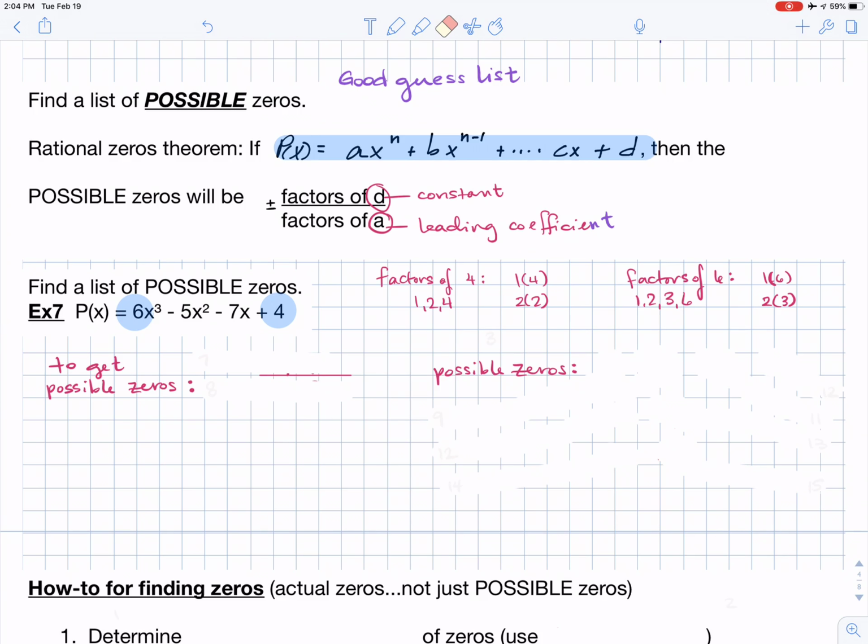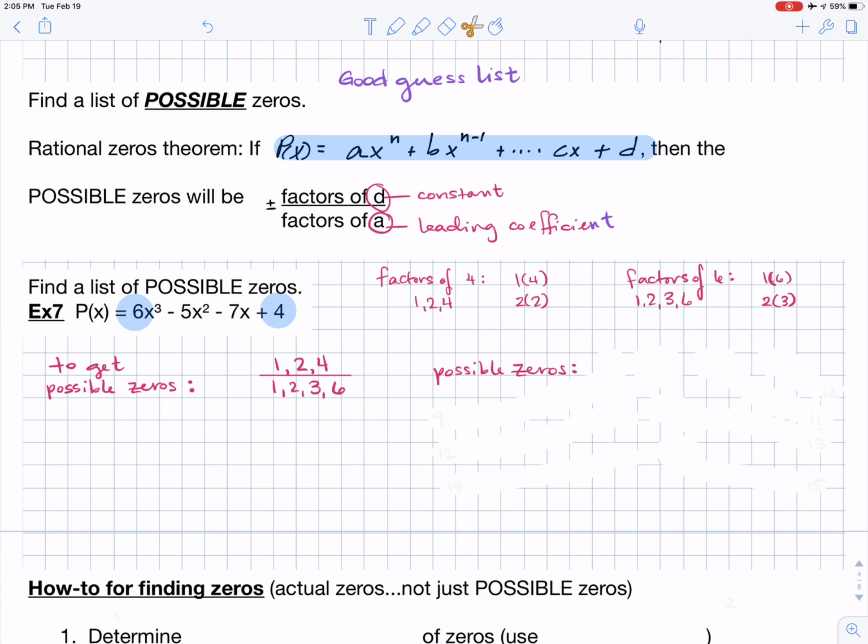So now we're going to do what it says to do. We want to take the factors of the constant and divide by the factors of the leading coefficient. The factors of the constant were 1, 2, and 4. The factors of the leading coefficient, 1, 2, 3, and 6. This is what I'm going to use to find my possible zeros. Now, getting my possible zeros, you need to take this one at a time. And first of all, don't forget your plus minus.